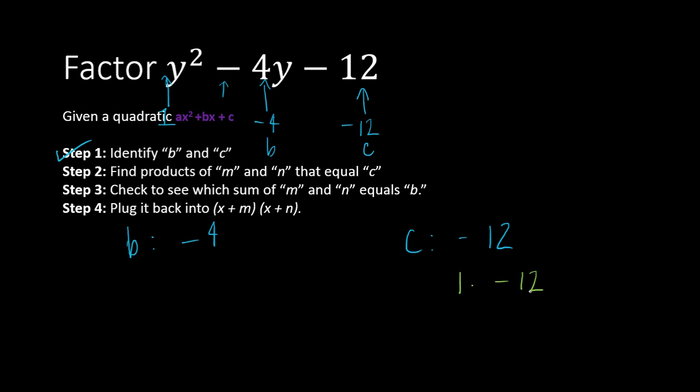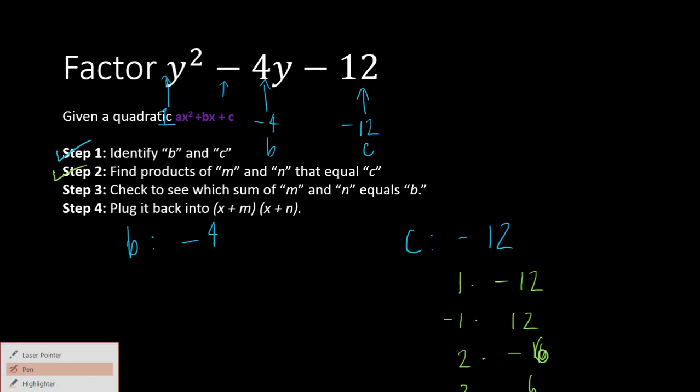I'm going to start with 1 times negative 12, negative 1 times 12, 2 times negative 6, negative 2 times 6, 3 times negative 4, and 4 times negative 3. So this is my list of products that when multiplied together equal C, negative 12. Step 3, I check to see which sum of m and n equals B.